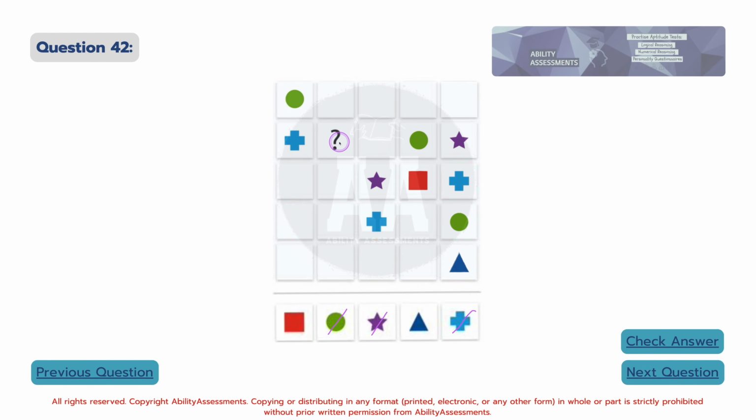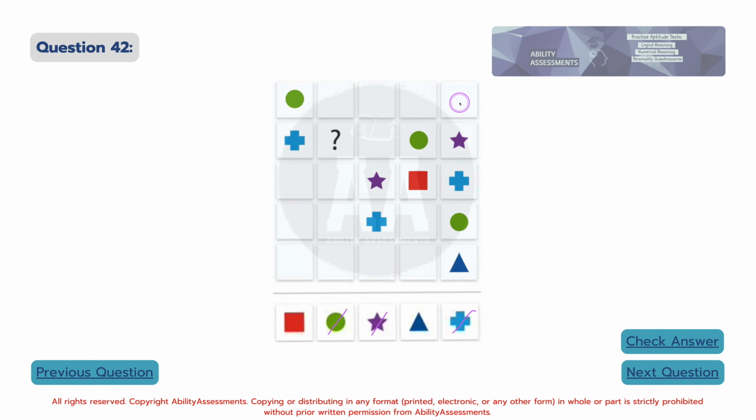So now, since we were not able to identify the answer immediately using the columns and the rows, we need to do a little bit of solving. So let's look at the row or the column with the most shapes to help us come to our answer. And as you can see, this column has 4 shapes with 1 empty space.